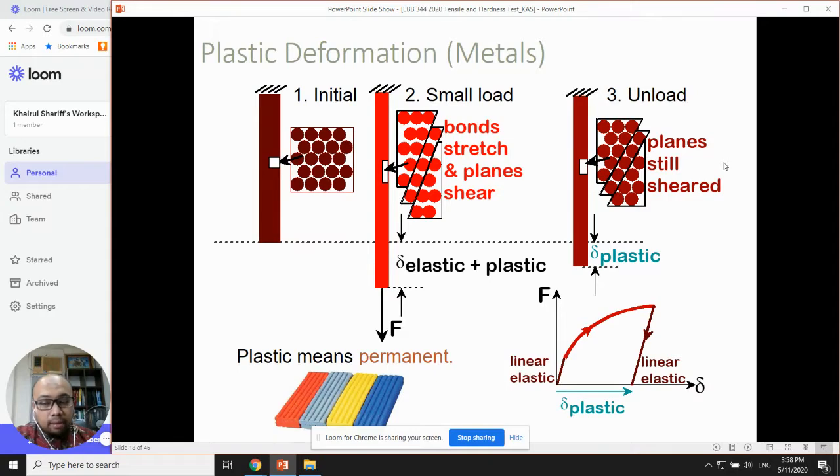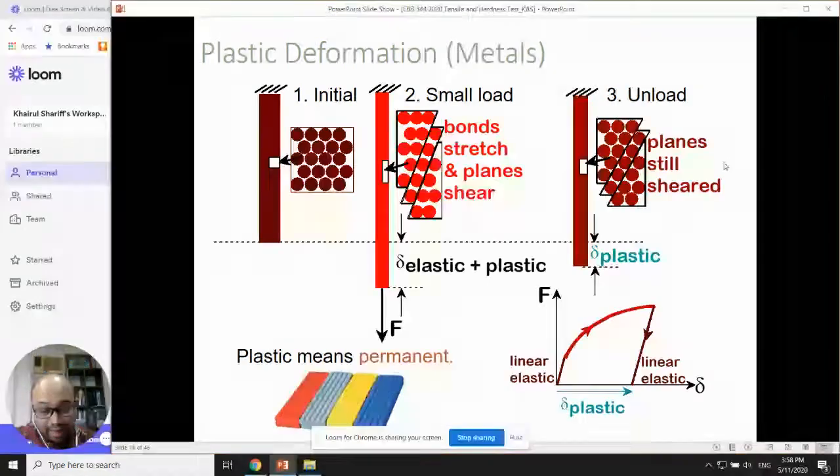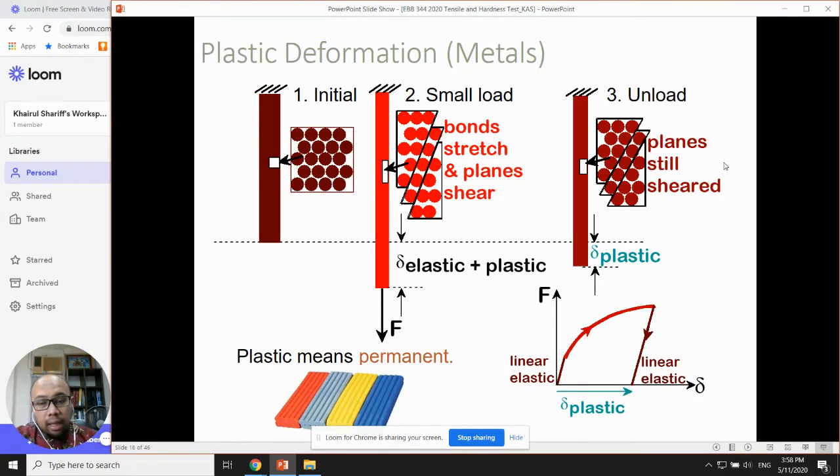Just now I gave you an example for the elastic. Now I show you the diagram of how this plastic deformation happens in the metal.